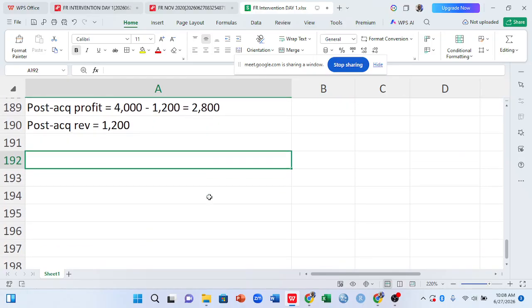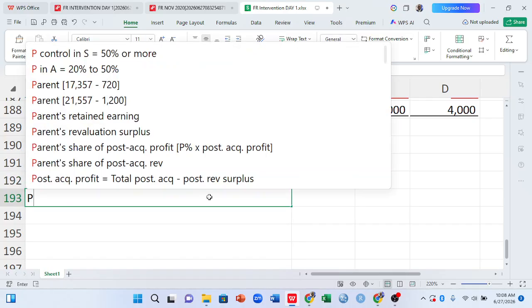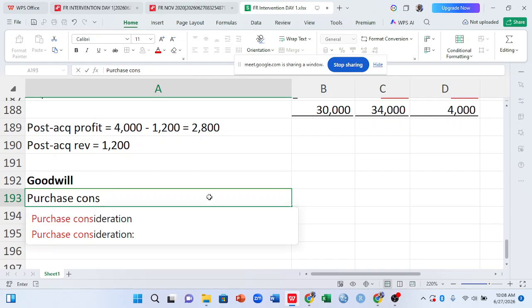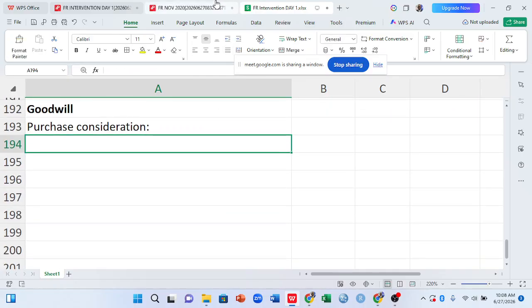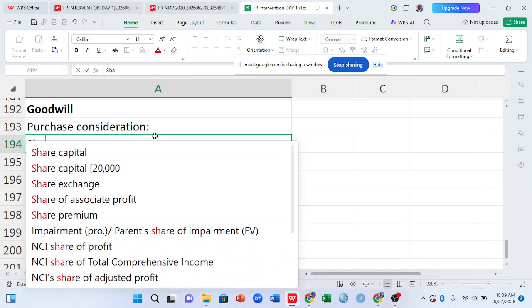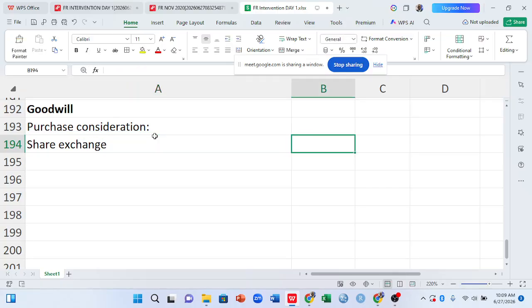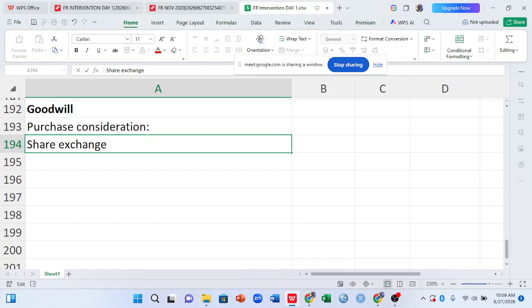Thank you. You're welcome. So let's move on to our next item, goodwill. For goodwill, the first thing we need is our purchase consideration. We'll check the purchase consideration we have in the question. That was from the additional information. You can clearly see that we had a share exchange here, so we will account for the share exchange in this case. And then we have the deferred one we did. Let's do the share exchange first; the deferred we have already calculated, so we'll just bring the figure in.